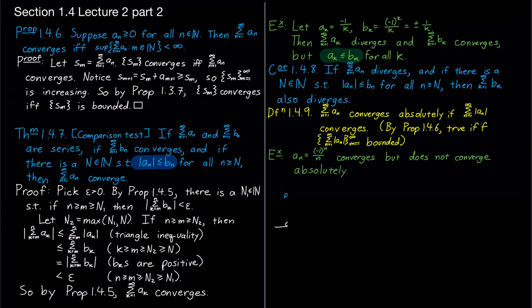And as another example, if we took AN to be, say, minus 1/2 to the n, that converges. So that would be the sequence 1 minus 1/2 plus 1/4 minus 1/8 plus 1/16 minus 1/32, and so on. That converges absolutely.